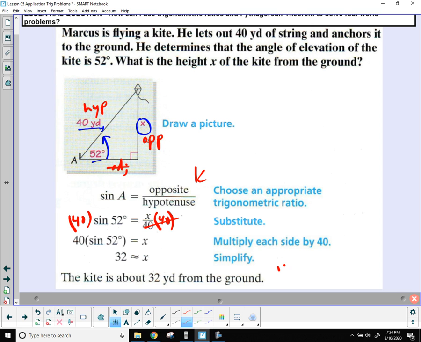Okay. Big things to take away. Picture, labels, and picking the right trig.